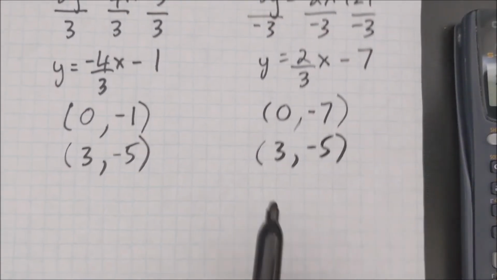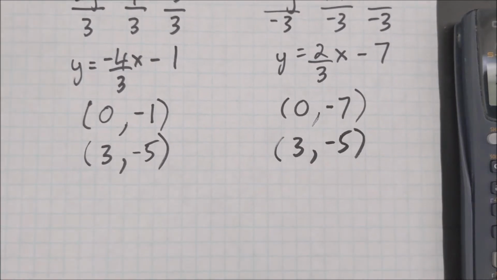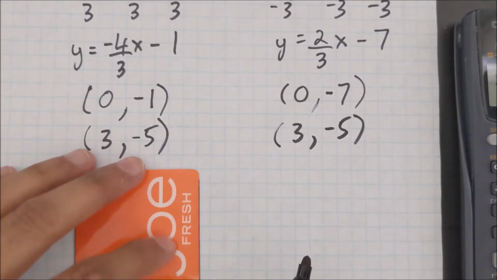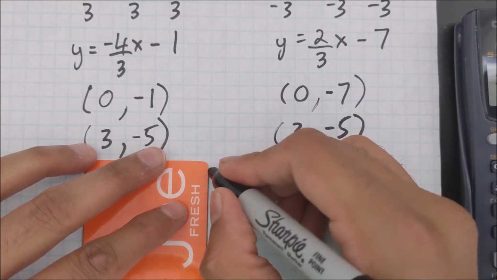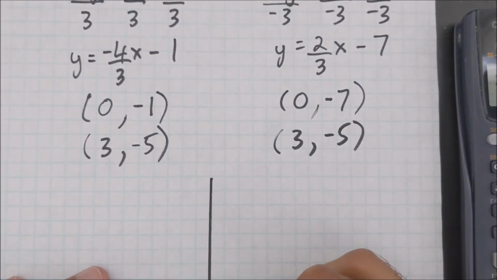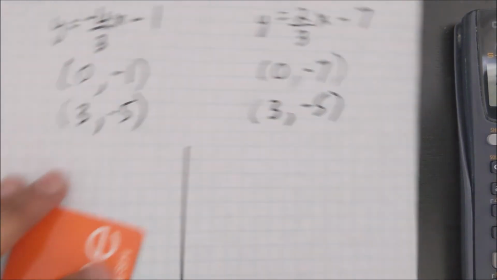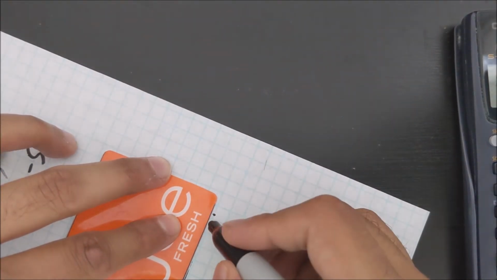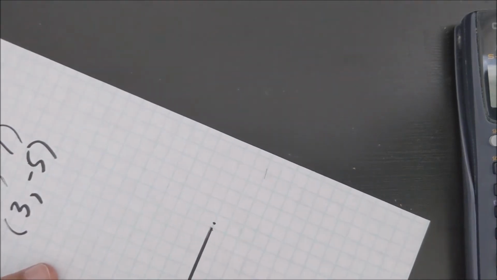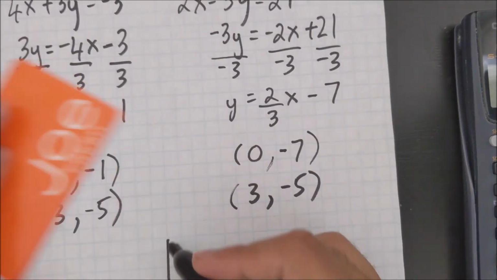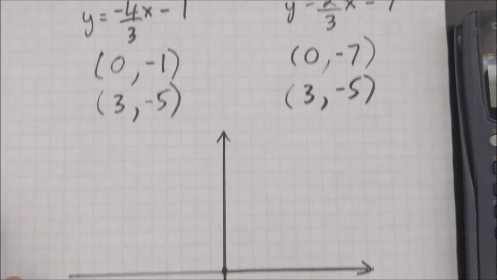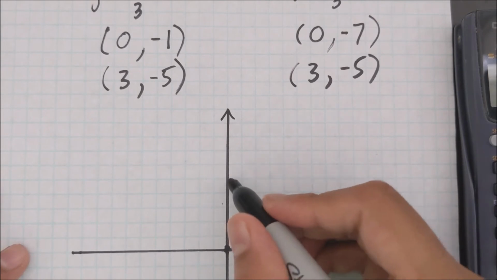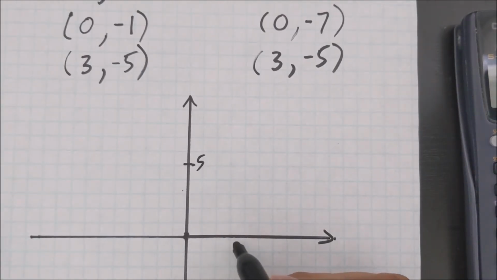Now in this question, without even plotting, you can tell your point of intersection, but again, for full marks in your test, you have to show the plot and the lines in the plot as well. So I'm just going to draw my graph. And then I'm going to plot my points on it. 1, 2, 3, 4, 5. 1, 2, 3, 4, 5.